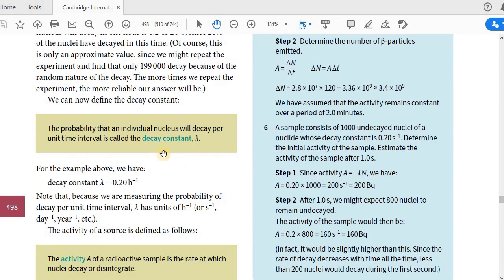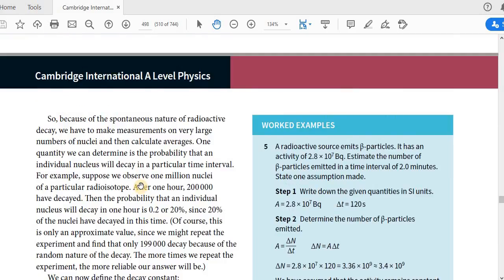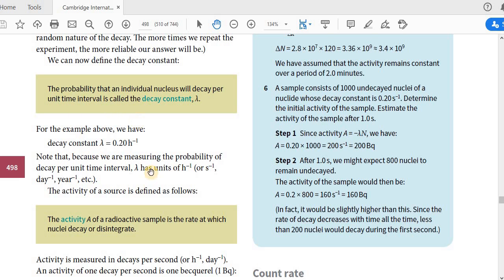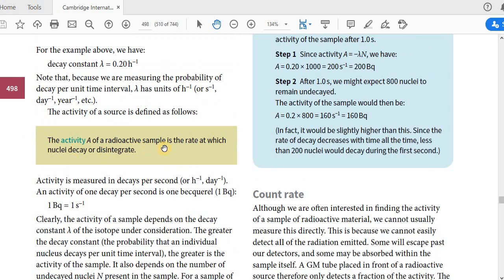And also you can see the decay constant. Over here this is a constant, so there is an equation with this. Now this is the unit of activity. Again you can see what is decay constant. They can ask you: the probability that an individual nucleus will decay per unit time interval is called the decay constant. So these are very important in the exam papers. They can ask you to write this down. What is decay constant? What is activity?